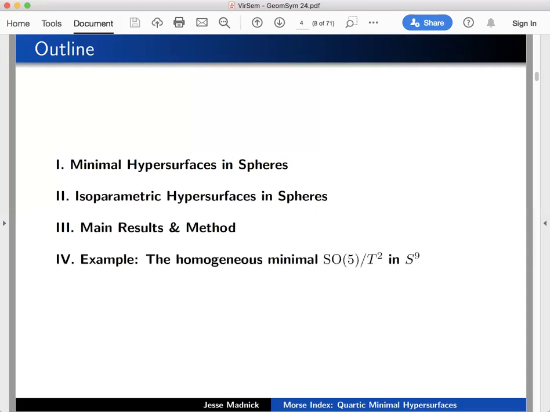Okay, then in the third part, I'll state the main results and roughly outline the method that we use, giving the main steps of the procedure. And then we'll specialize even further to a particular example, and I'll show how the method works in a little bit more detail for that particular example, this 8-dimensional minimal hypersurface in the 9-sphere.